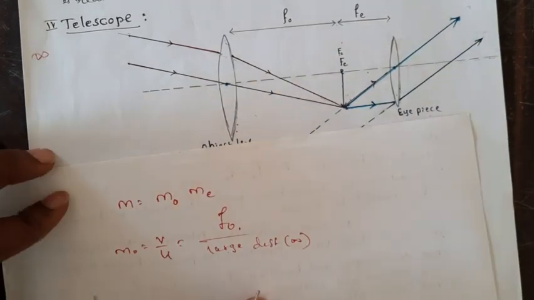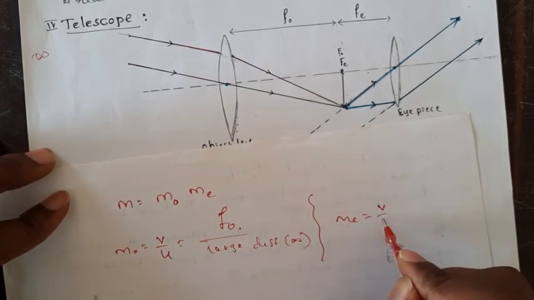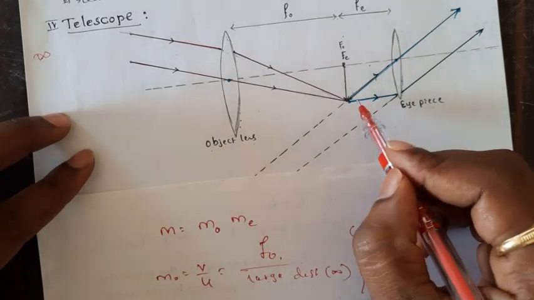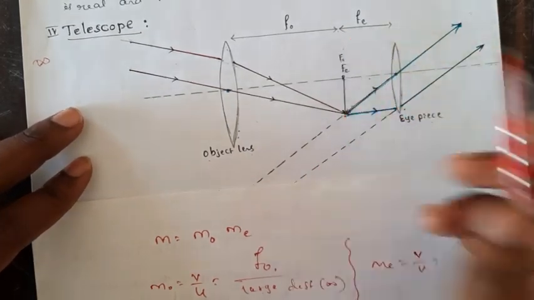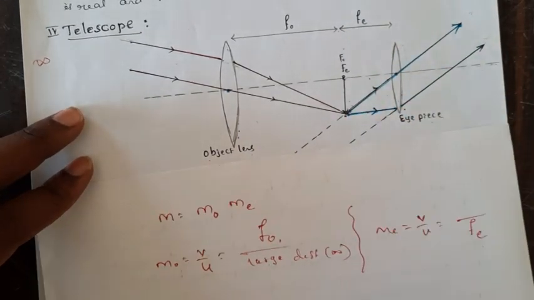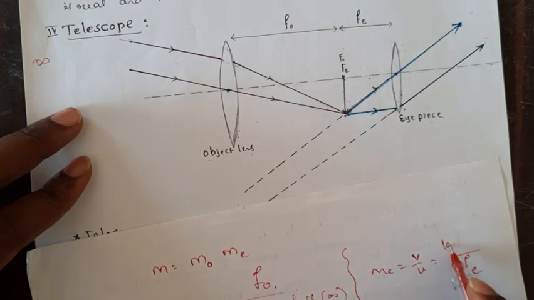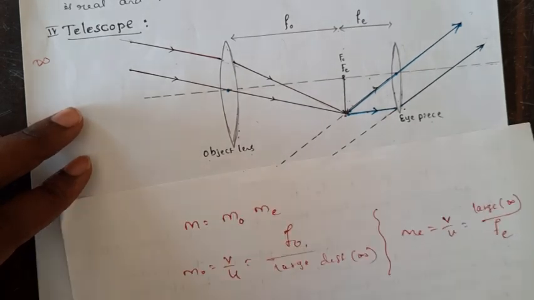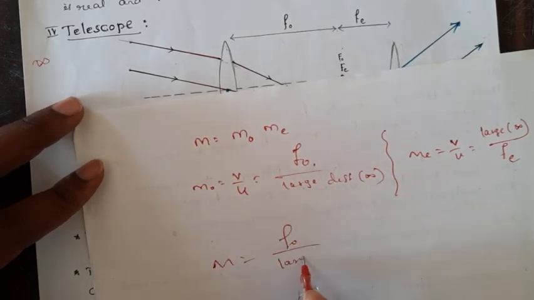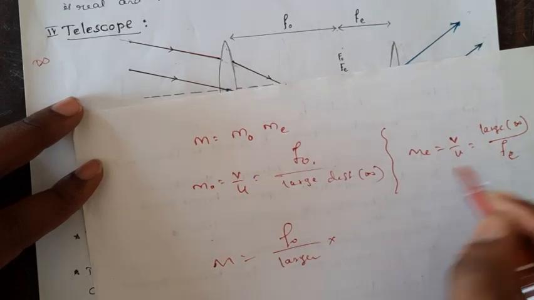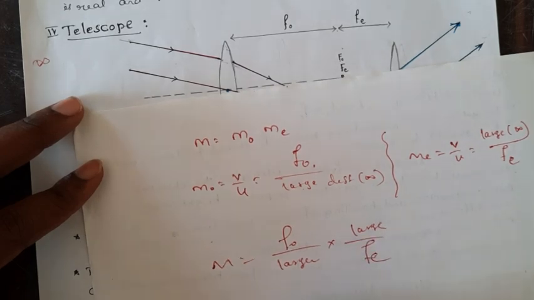Now I want to calculate ME, the magnifying power of the eyepiece. Again the formula is V by U. For the eyepiece, where is the object? The object is here, so this distance is the focal length. I call this object distance FE. And its image is formed somewhere at a larger distance, I call it infinity. So m is equal to m naught into ME. The m naught value is F naught divided by the larger distance, into image distance divided by object distance, which is the larger distance divided by FE, with the negative sign.